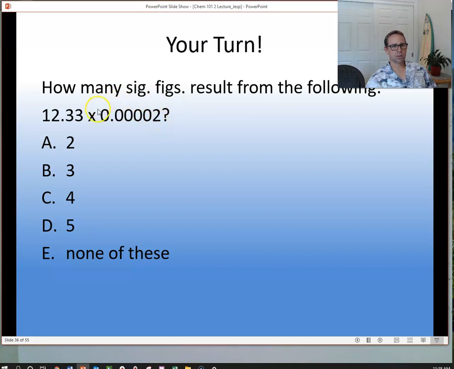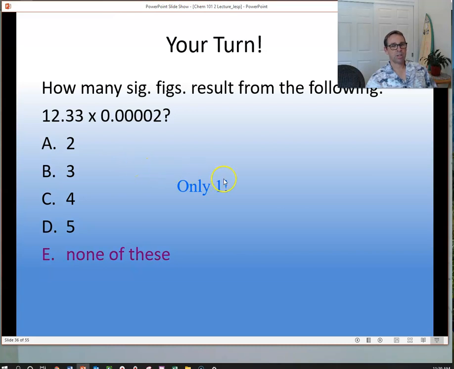So 5. So this has 5, and this one has 1. You always have to go with the one that has the fewest numbers when it's multiplication or division, right? So how many is this answer going to have? No, 1 is fewer than 5, right? So the answer is going to be what? None of these. That's right. It's only going to have one significant figure. Okay, very good. That was multiplication.